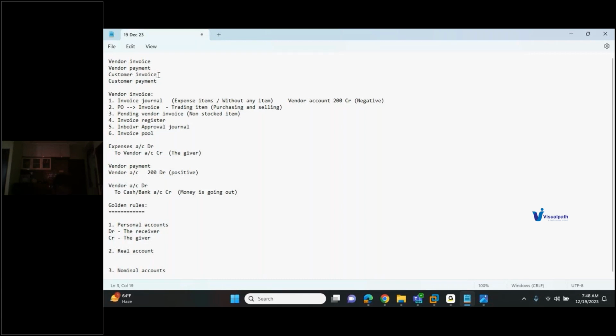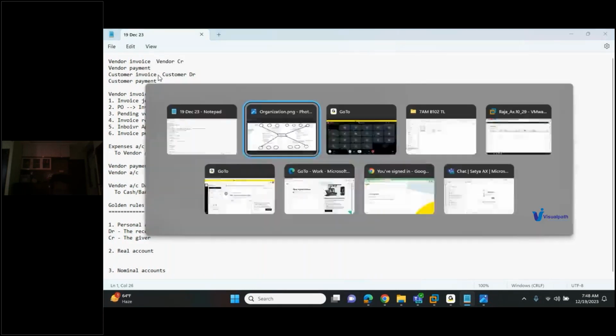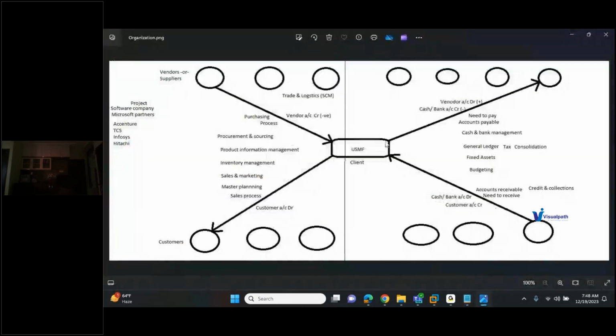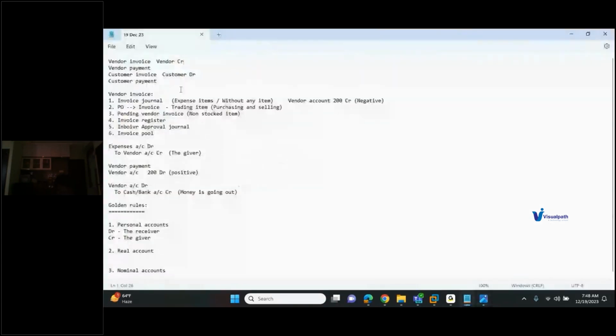Customer will be debit, and vendor account is credit, the giver. Who is giving material for us? Vendor is giving and customer is receiving. So here the customer is the receiver: debit the receiver, credit the giver.